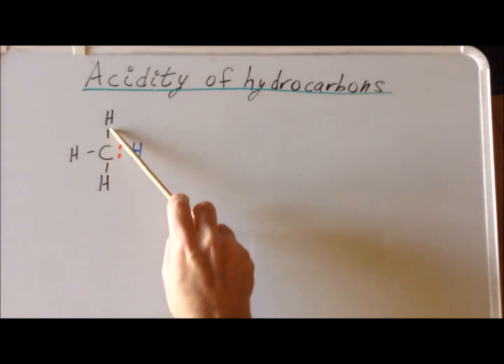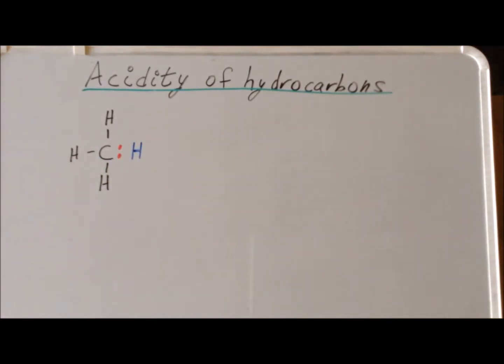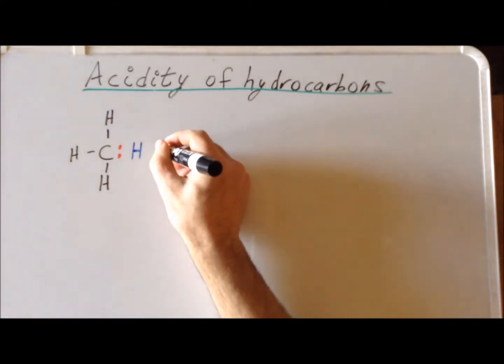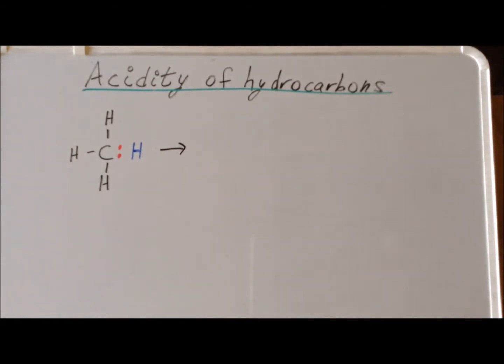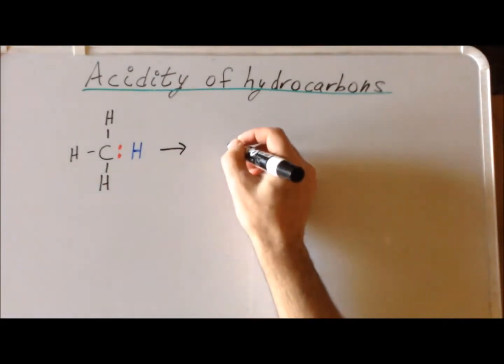Importantly, carbon has 4 bonds, so the carbon is going to be sp3 hybridized. That is the typical hybridization for carbon in alkanes. This video concerns the acidity of various hydrocarbons, and there are 2 different ways to think about acidity. One way is to think about the equilibrium constant for the following reaction.